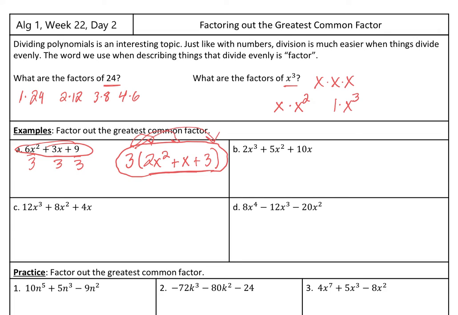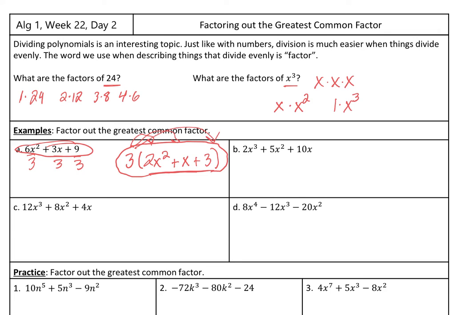So I'm going to do a few more of these here to hopefully address any issues that might come up. On B, I look at these numbers 2, 5, and 10. Well, there's not actually a number in common other than 1. So then we look at the x's. X cubed, x squared, and x. They all have an x.